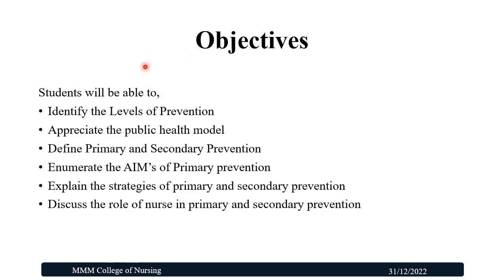The objectives are: students will be able to identify the levels of prevention, appreciate the public health model, define primary and secondary prevention, enumerate the aims of primary prevention, explain the strategies of primary and secondary prevention, and discuss the role of nurse in primary and secondary prevention.